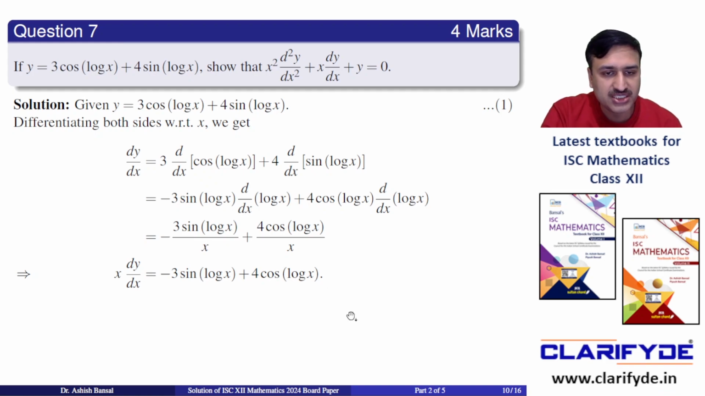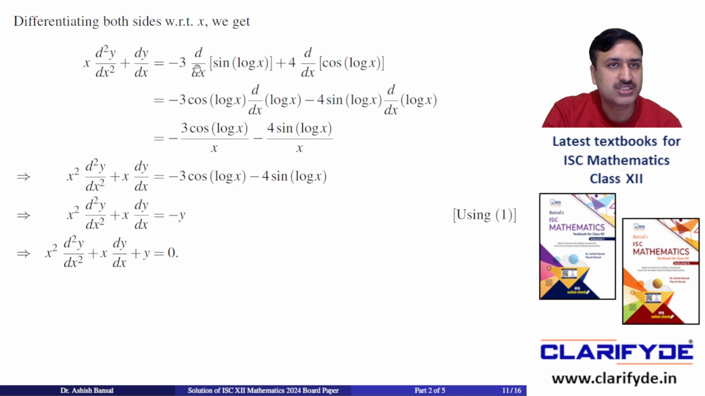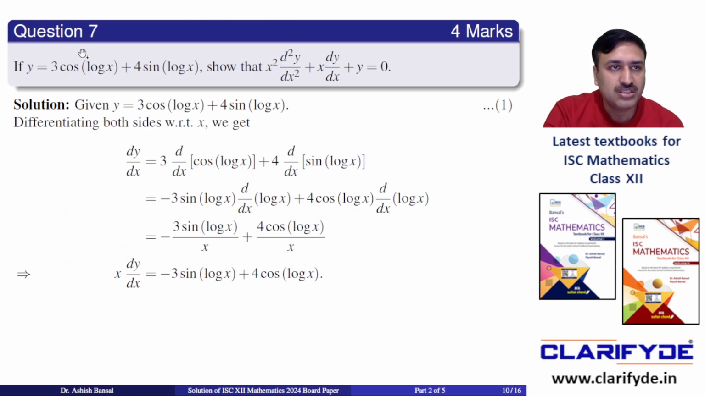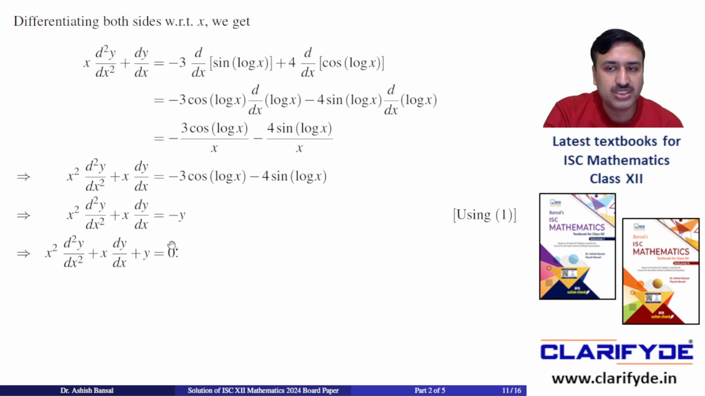Now differentiating this equation again with respect to x, the left hand side becomes this quantity, the right hand side becomes this. Again there is an x in the denominator. We can take this x to the left hand side to get this value. Now if you look at the right hand side, it is minus 3 cos log x minus 4 sin log x, and this is the value of y. So it is equal to minus y, which results in the required expression.